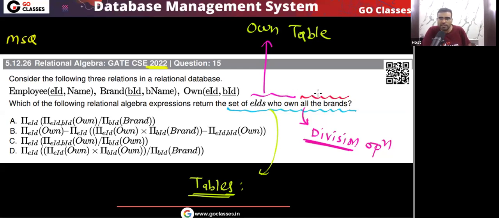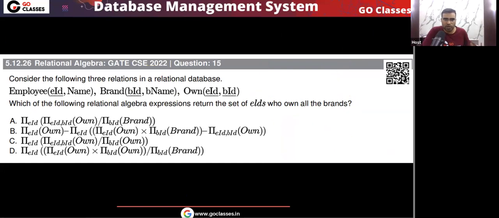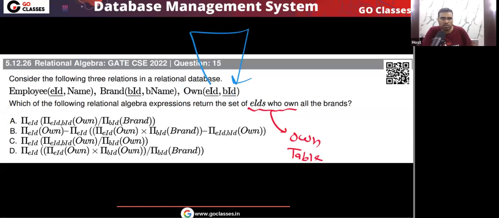And this all the brands, where will you get this information from? All brands you will get from the brand table. Do you agree? Let me know. See, very simple point here. Set of employee IDs who own, this is from the own table. Which employee ID owns which brand, you can find in the own table. All the brands, this information you can find from the brand table.